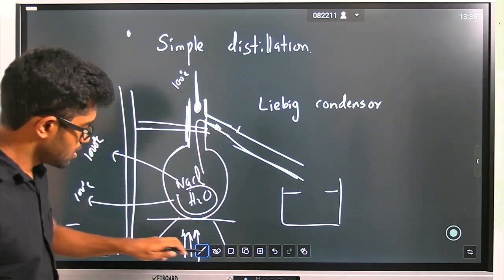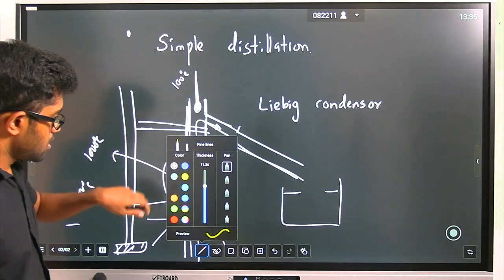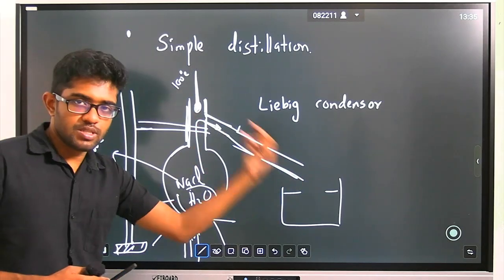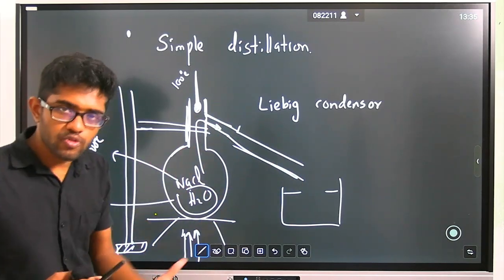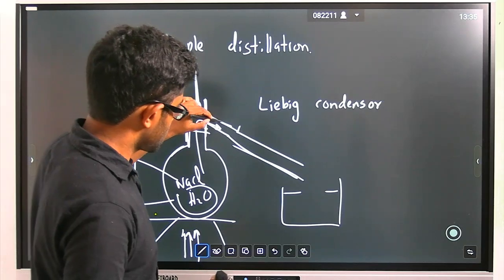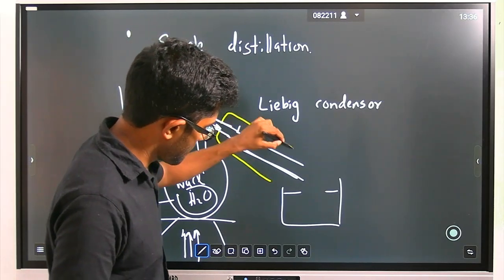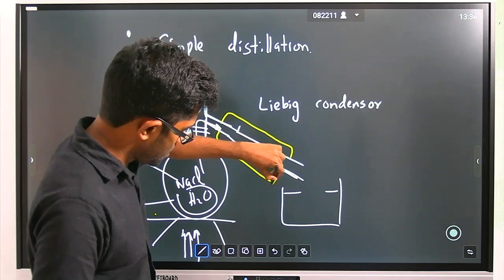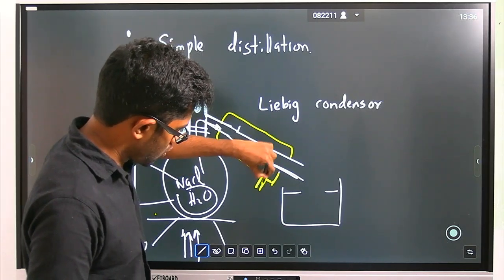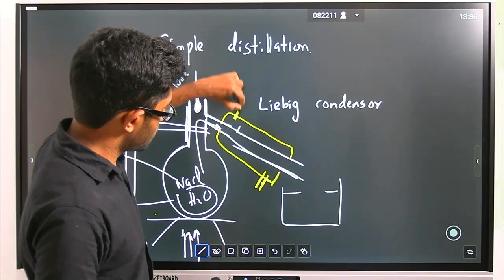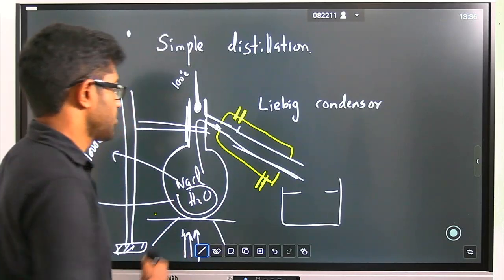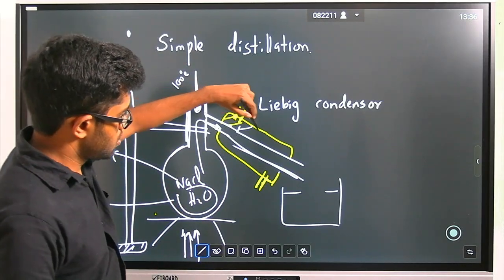Now how does that happen? It happens like this. This is a thin tube which is covered using a water jacket. That's known as a water jacket. It looks like this. There's a small opening here and a small opening like this. This is how it looks. So this is a water jacket.